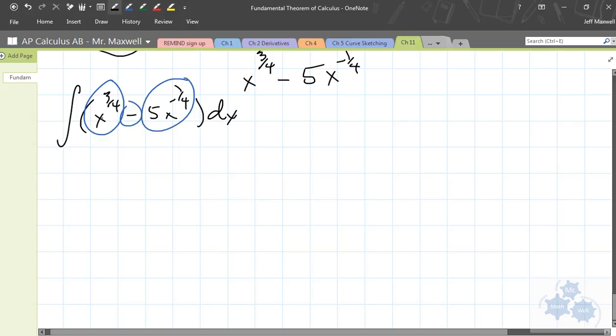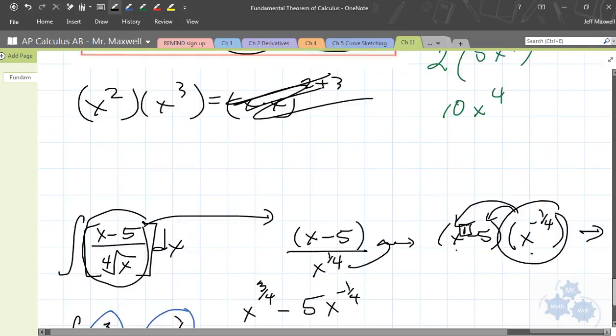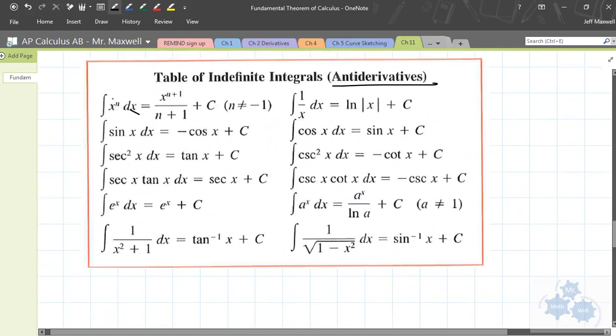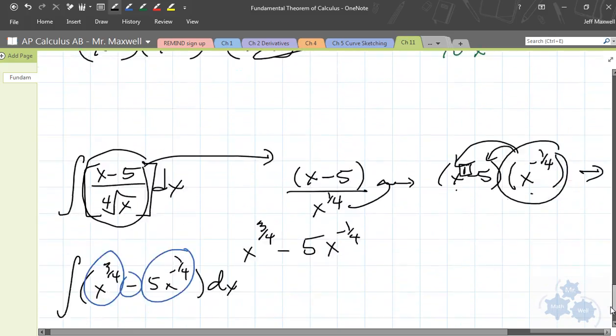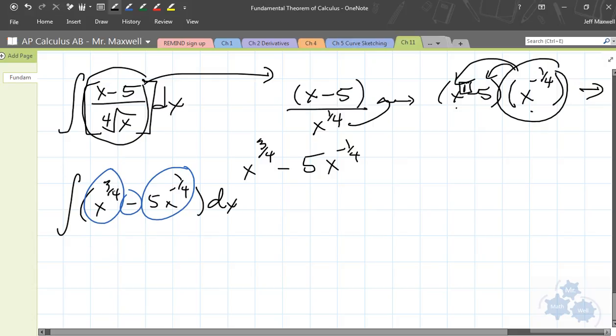So what's the antiderivative of x to the 3/4? Well, we go back to our rules, which are right here. And basically we have this, right? So what are we going to do? We are going to add 1 to this, right? So 3/4 plus 1 is going to be 7/4. And then what do we do with the new exponent here? We divide by that exponent, right? Or multiply by 4/7. Is that agreed? And then we're going to subtract.